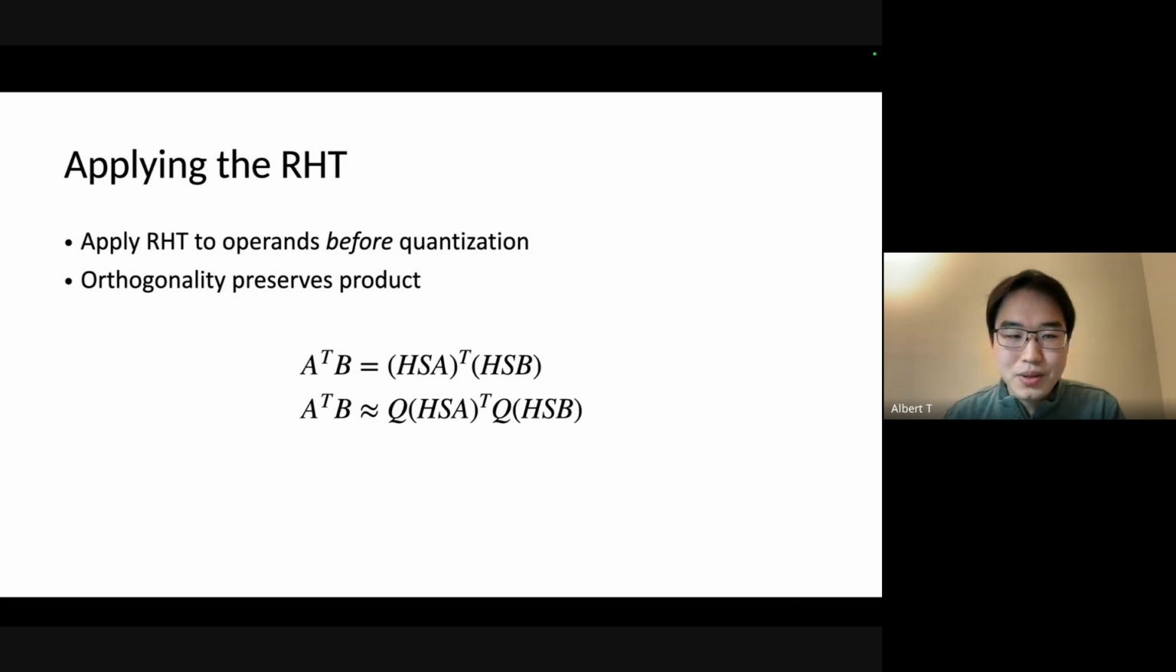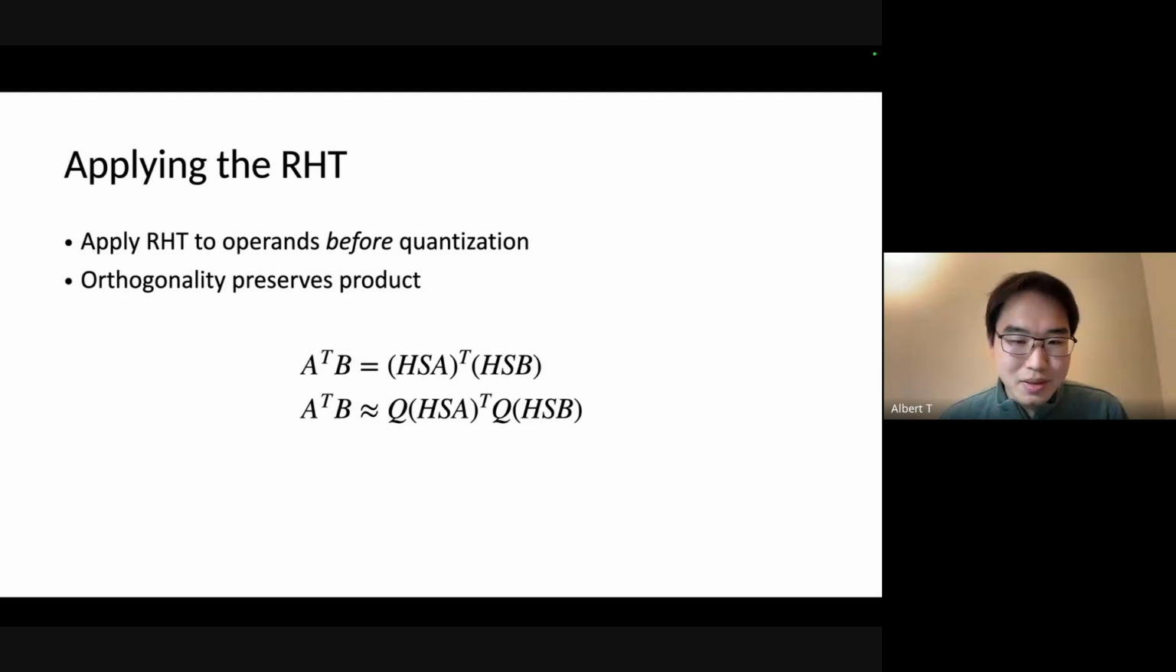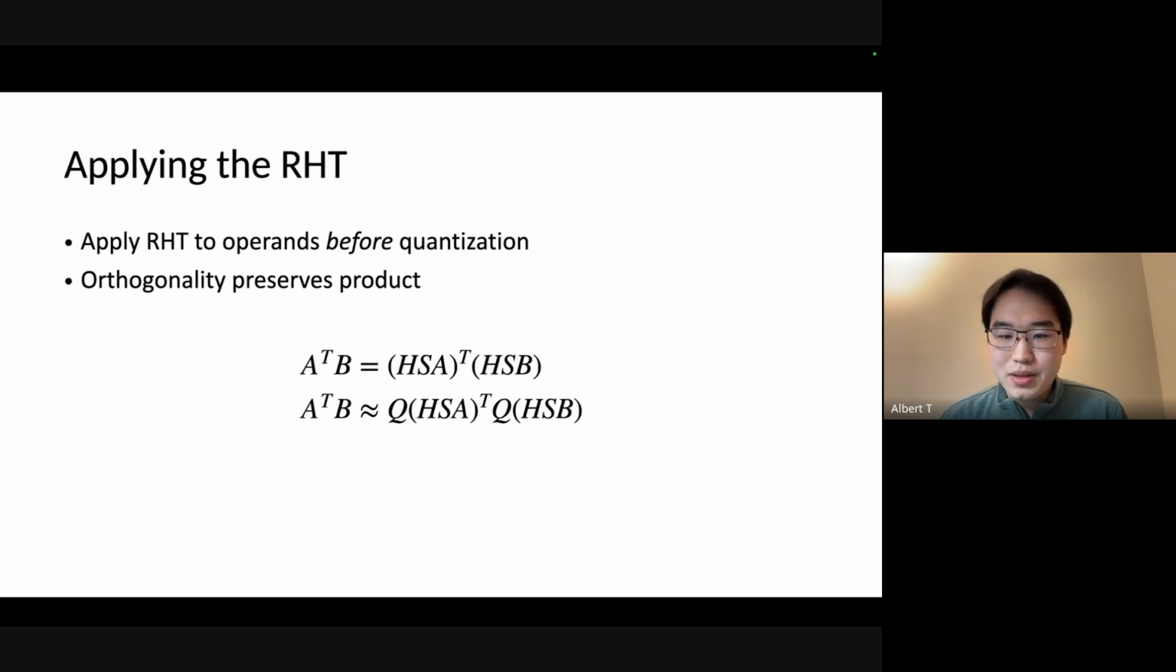Here, this is just describing how we do matrix multiplication. If I'm trying to do A transpose B, and I do (HSA) transpose (HSB), then this is, up to numerical precision, the same thing, because the HS transpose and HS cancel out because it's orthogonal. If I quantize HSA and multiply that by a quantized version of HSB, I get roughly A transpose B in the end. The second line is nice because when I do the quantization, HSA and HSB have bounded tail distributions, which means I can bound the variance in stochastic rounding.